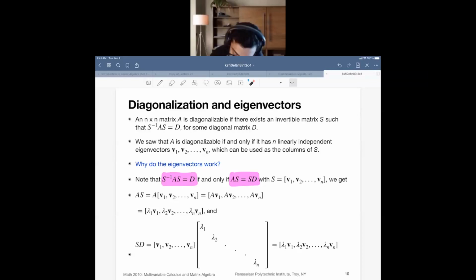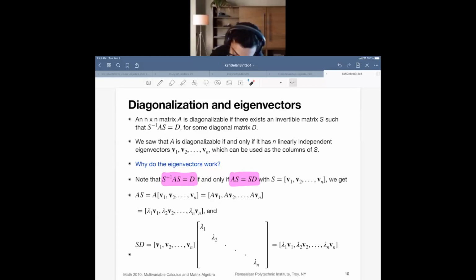So all of those conditions are essentially listed over here. We considered AS, we wrote that as a product of AV1 and so on. Then we use the fact that these are eigenvectors. So AV1 can be written as lambda 1 V1 and so on. And we also looked at the product SD. S's columns are eigenvectors of A. D is a diagonal matrix with the diagonal entries being eigenvalues. When you do the product, you get these two to be exactly the same, which means that the eigenvectors are going to be able to help us transform a matrix A into a diagonal matrix. We are able to diagonalize that matrix A with S.